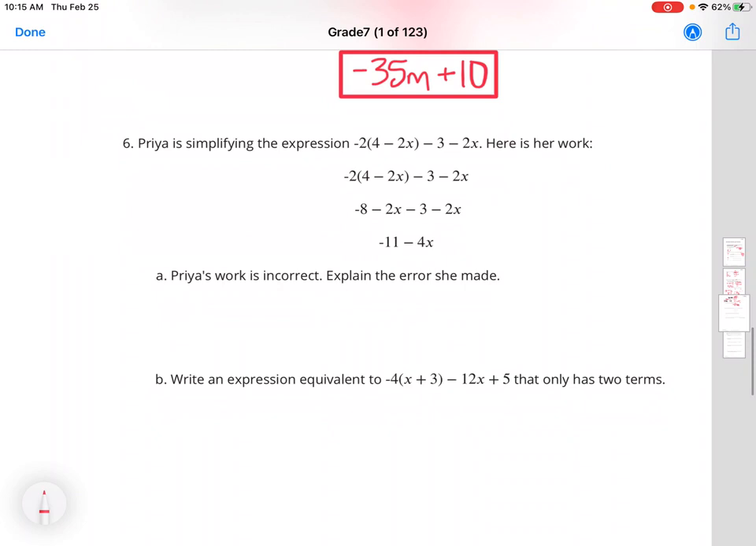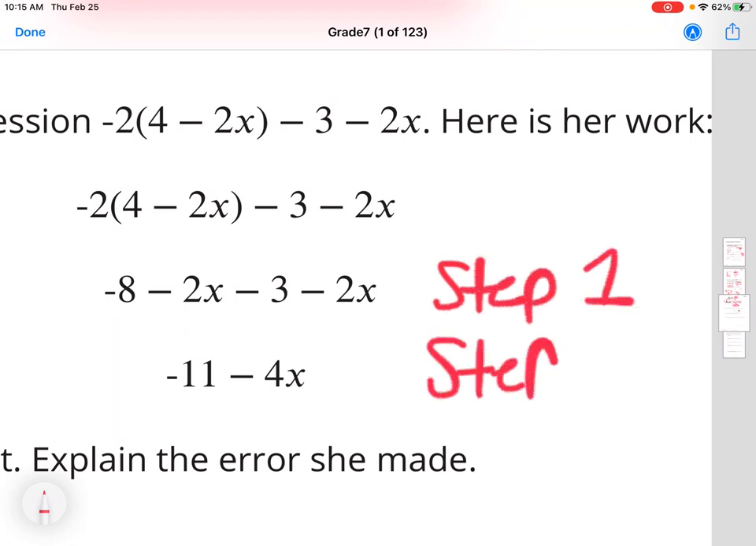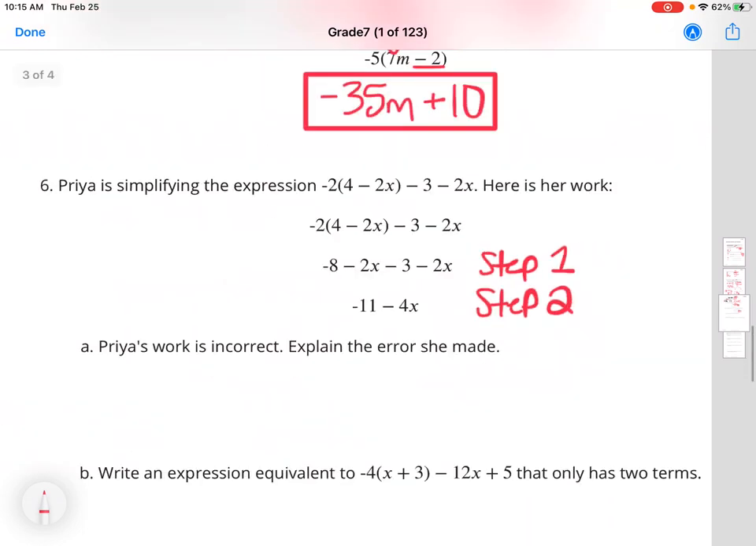Number 6, Priya is simplifying the expression negative 2 times (4 minus 2x) minus 3 minus 2x. So here's her work. Here's our starting expression. Here's what she has after step 1. And then here's what her answer is after step 2. So A tells us that Priya's work is incorrect, and it wants you to explain the error that she made.